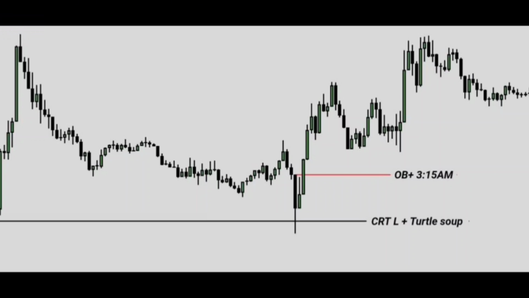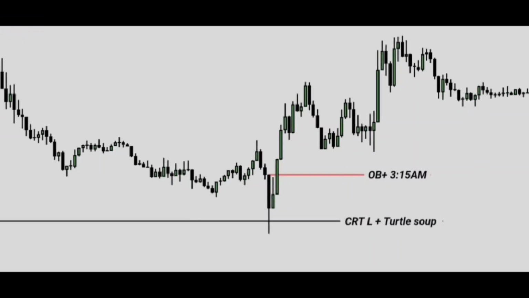Once the next candle closes above it, it's valid. That is after every other criteria has been put in place, which is key level, order flow, draw on liquidity. All those things must be in place before this.